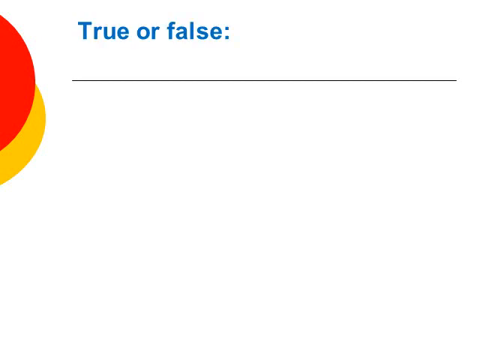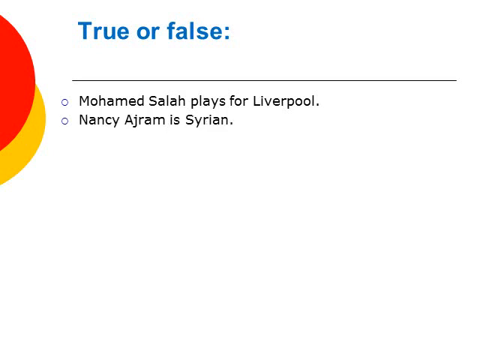Let me start by asking you to determine whether the following sentences are true or false. The first sentence is Mohamed Salah plays for Liverpool. The second sentence is Nancy Agram is Syrian. I'd like you to think about these 2 sentences. What do you think? Do you think they are true or false? Probably you will think that the first sentence is true, while the second sentence is false, because you know that this singer is Lebanese and not Syrian.